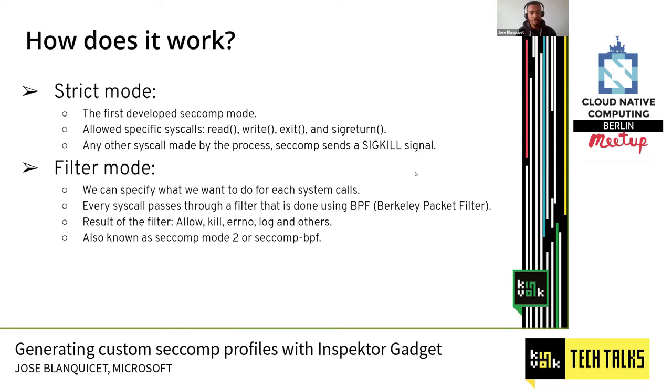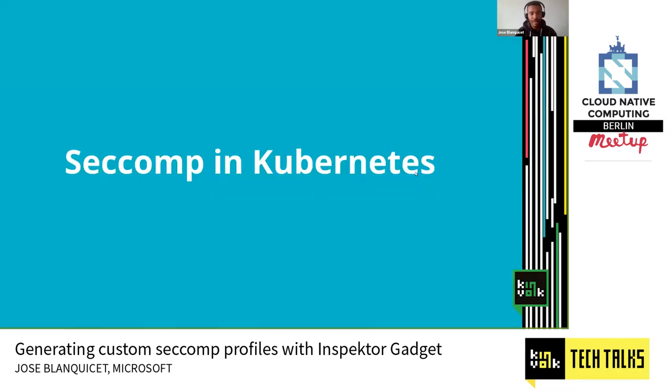In this filter mode, we can specify what we want to do for each system call. We will use a BPF filter, which will give you a result. We will configure a result for each system call. So for a given system call, we will allow it, or kill the process or the thread that issued that system call, or return an error, or log. We have many options. This filter mode is also known as mode 2 or seccomp BPF because it uses a BPF filter.